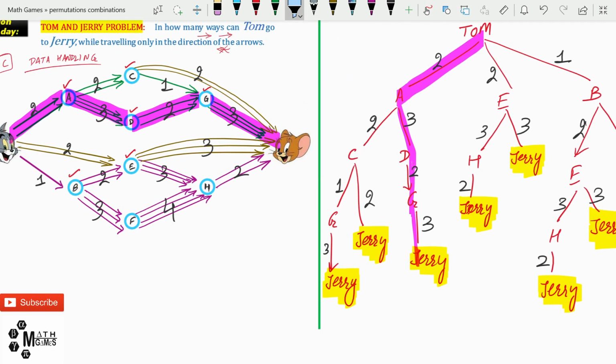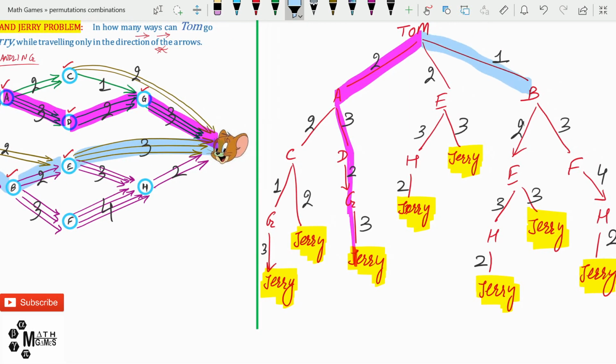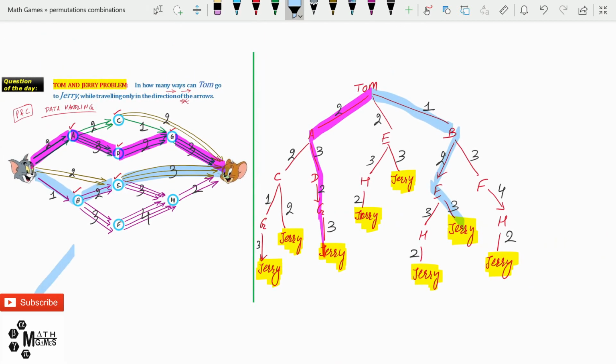Similarly, one more example for you. Let us consider the case when Tom goes to point B, then from B to E, and then straight away from E to Jerry. So you see that all the possible cases of this diagram have been covered over here.